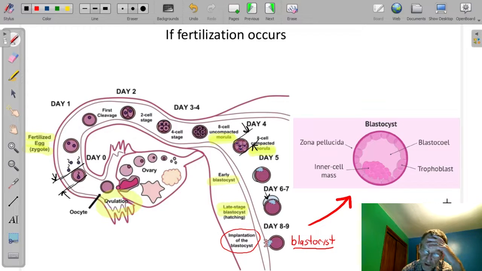And a couple of things to note. This is while the zona pellucida is still on there, but there is an inner cell mass. The embryo has hollowed out, and here's a blastocele. So this is a fluid-filled space. It's like an antrum, essentially. And the inner cell mass, this is the part of the embryo that will develop into the fetus.